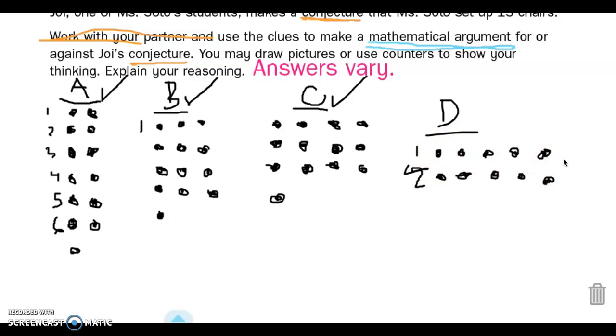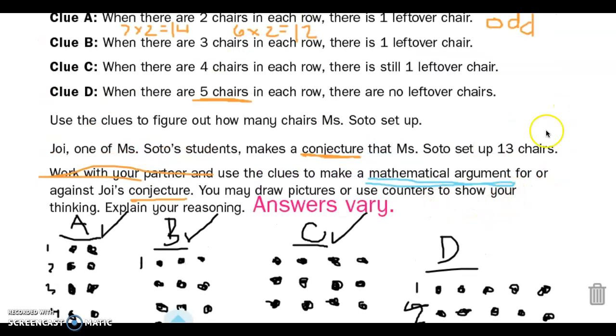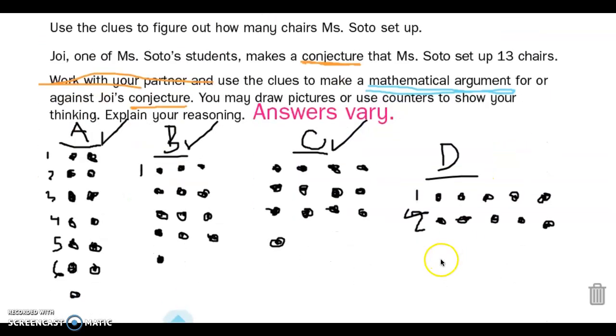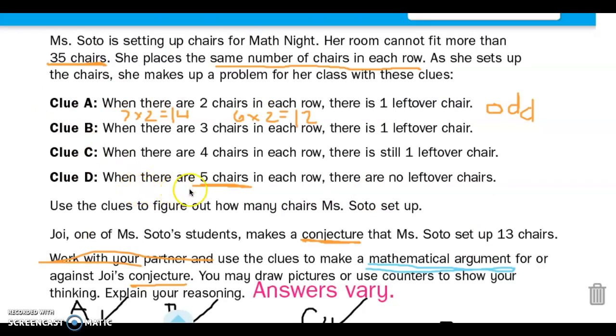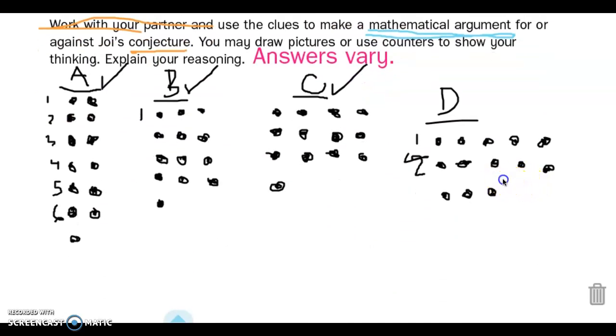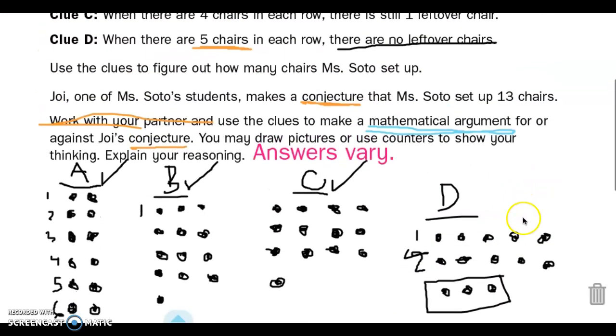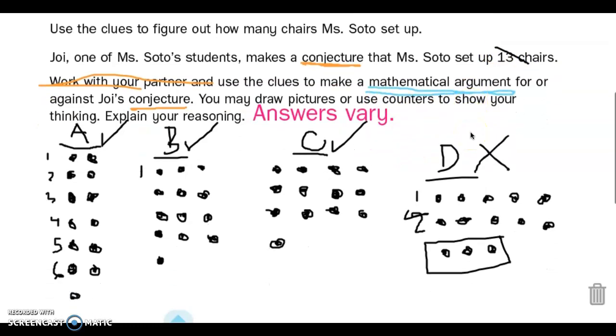Can I fit another row of 5? Well, 10 plus 5 would be 15, but I can't go past 13. So how many do I have left over? 10, 11, 12, and 13. Does that work for clue D? When there are 5 chairs in each row, there are no leftovers. Did he have leftovers? Oh, he did. He had 3 leftovers. So does that work? It doesn't. So was 13 a right answer? No. So we just did a mathematical argument. We solved and we figured out that his conjecture was not correct. He didn't have a right guess.